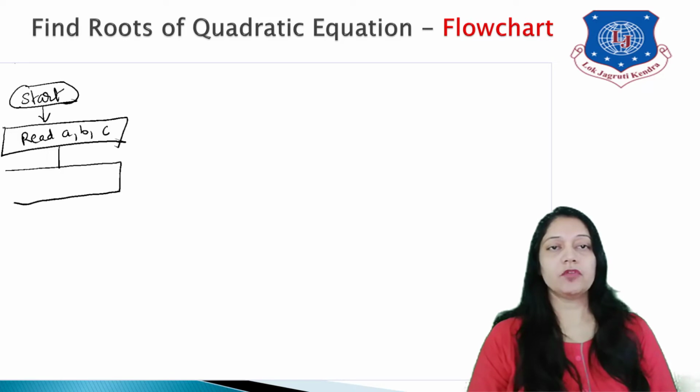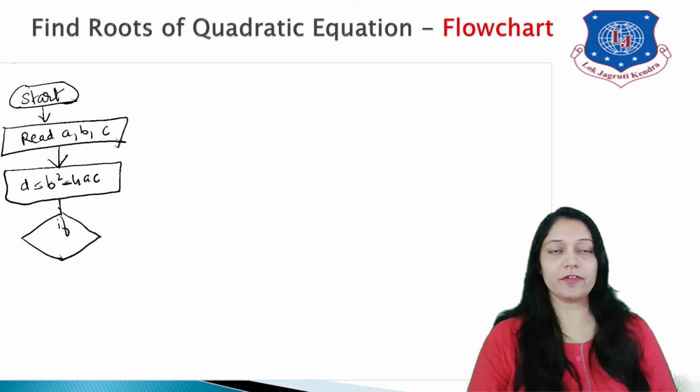Now we need to find out the value of delta, so that is d. d is equal to b square minus 4ac. Now we'll check the condition on d, right? So for that we'll use the rhombus symbol in which we'll write down the condition, if d greater than 0. There will be two outputs, one would be true and another would be false.